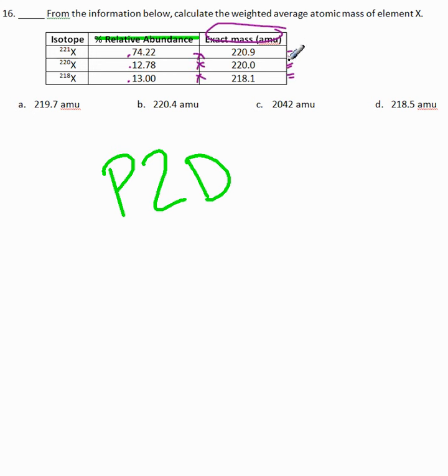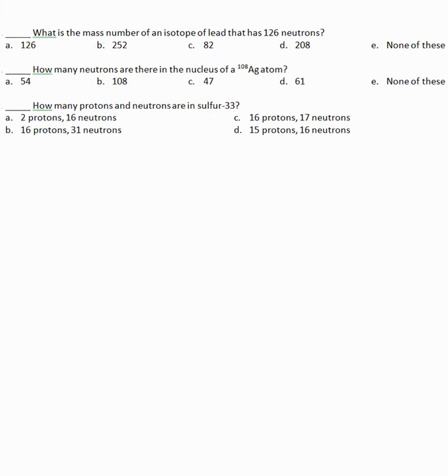The key to doing an isotope calculation, and you're definitely going to have to do one or two on the exam, is just finding the percent and changing it, also called the relative abundance. It's the same thing. Here's a couple other questions that come up a lot of times.